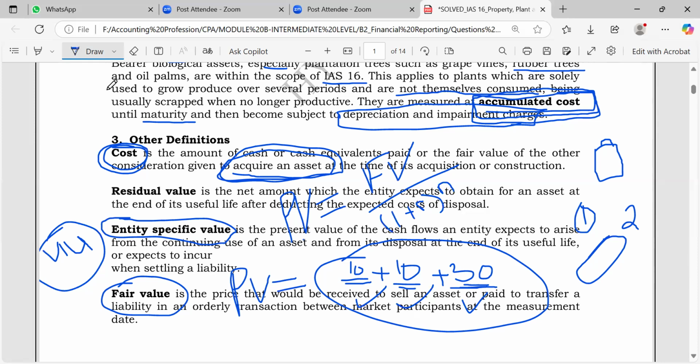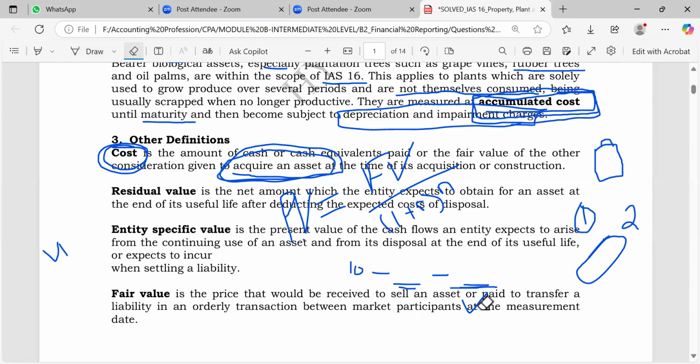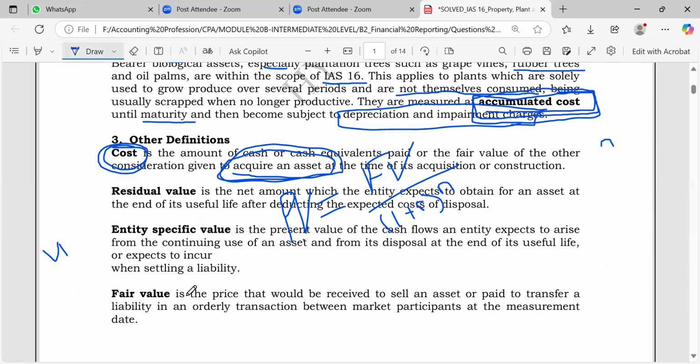Fair value doesn't have that time of saying, oh, I need to use this asset for 3 years. No. For fair value, you just resort to the market immediately and look at the price you can fetch fairly, right? So this is the fair value. That's why they tell you it is a price that would be received to sell an asset.